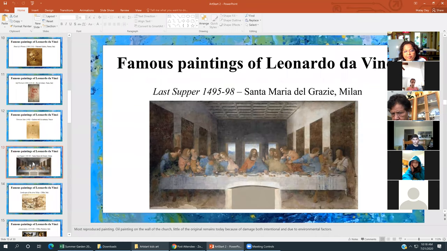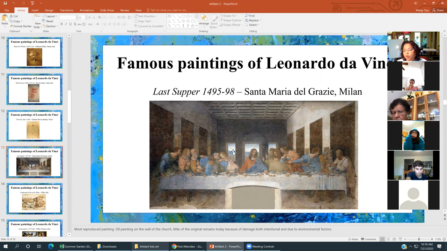Let's look at this painting. This painting, the original is not at all there, it was destroyed because it was done on a wall of a church, okay? So because of humidity, the paint came off, people actually repainted it and so forth. It's still there in Milan in Santa Maria Grazie Church, but it's not the original painting. But this is one of the most reproduced paintings ever of the Last Supper, okay? Most reproduced paintings.